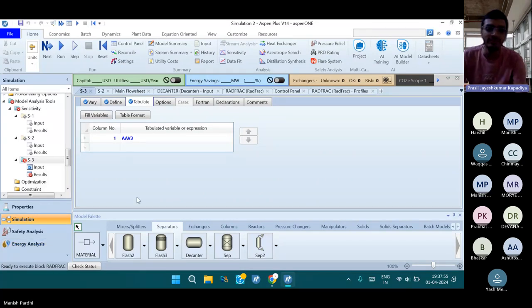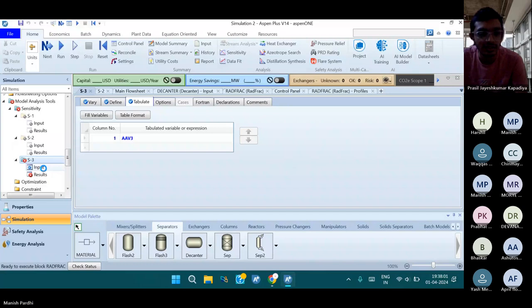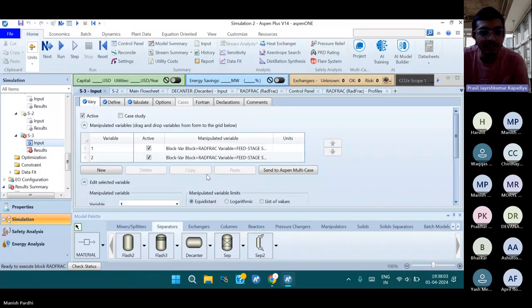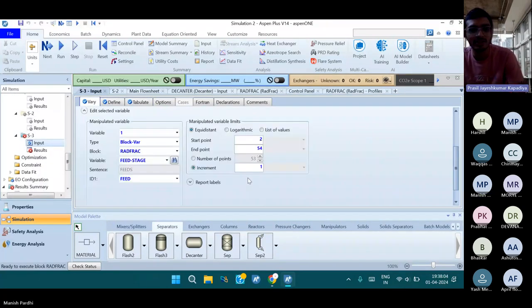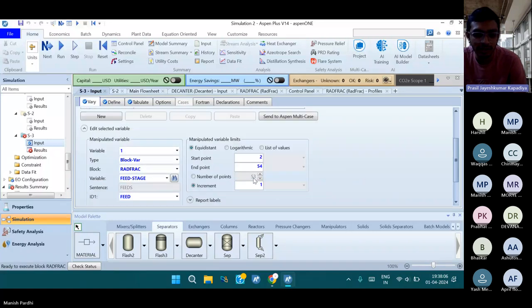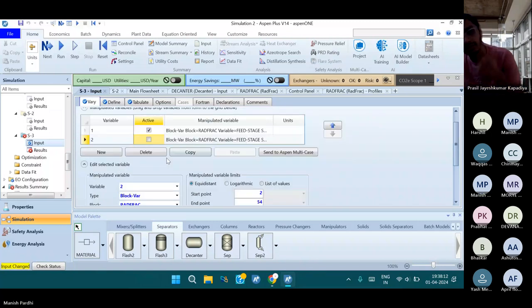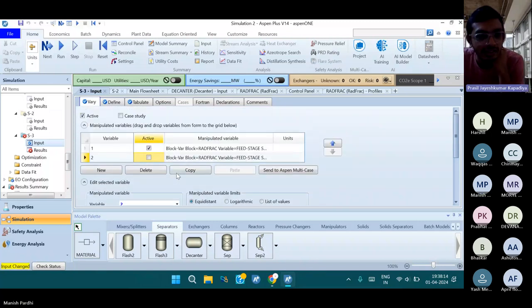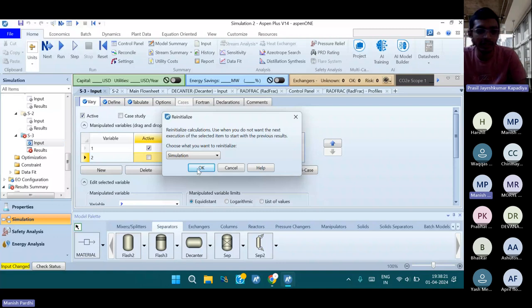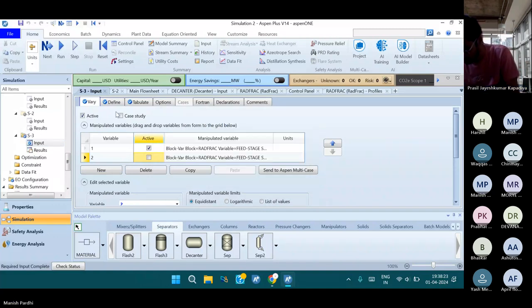Go to S3 option, Sensitivity 3 inputs. Just uncheck one of the variables. No, on top. Yes, now run it. Now reset and run it. Reset? I guess it won't. Yes, reset it and then run it. I guess it won't take this amount of time.